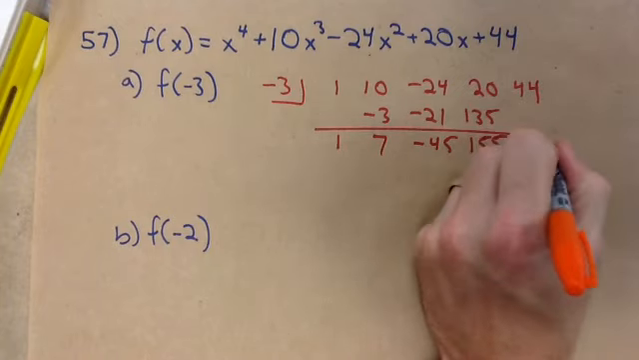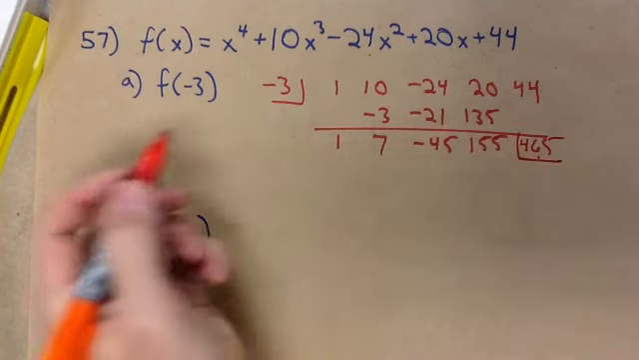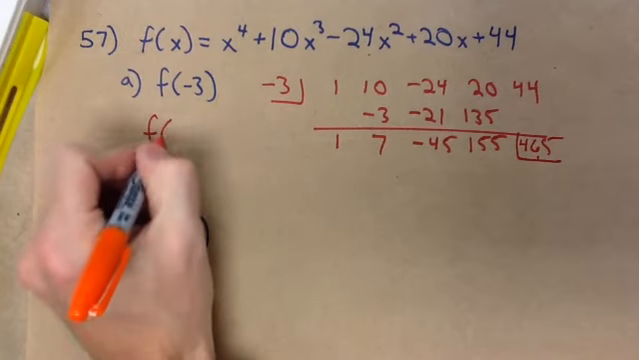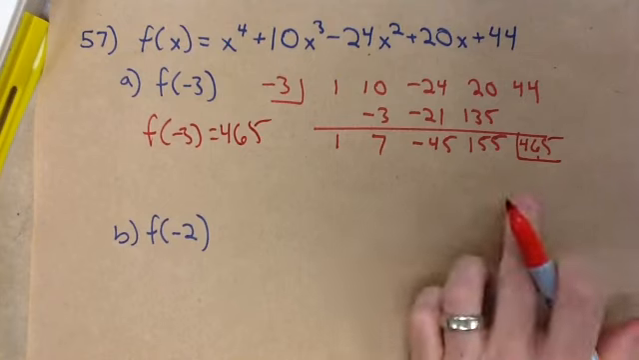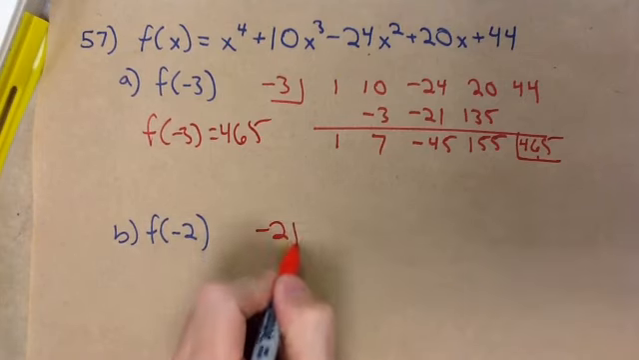I get 465. So with the remainder there, I would say that f of negative 3 equals 465, and that is certainly not a solution of the function. So now we do negative 2 in the same way.